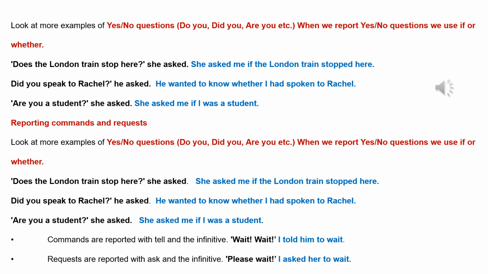Reporting commands and requests. Look at more examples of yes/no questions. When we report yes/no questions, we use if or whether. "Does the London train stop here?" She asked me if the London train stopped here. "Did you speak to Rachel?" He wanted to know whether I had spoken to Rachel. "Are you a student?" She asked me if I was a student.